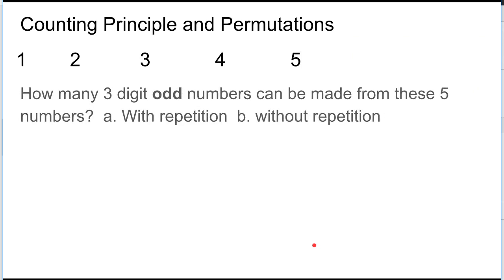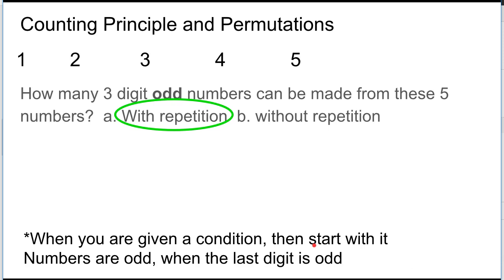How many 3-digit odd numbers can be made from the 5 numbers? All right, now again, we'll start with repetition. So again, I've got odd numbers. And when they give you a condition, what you've got to do is start with it. So in this case, the numbers are odd. And what that means is that the last digit is odd.